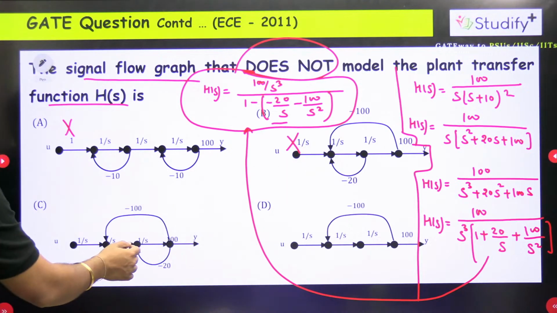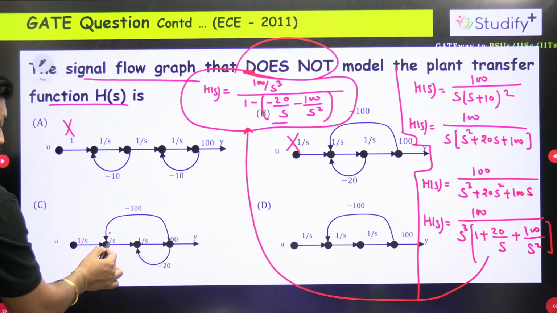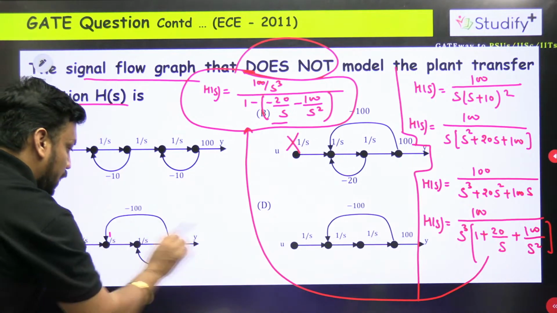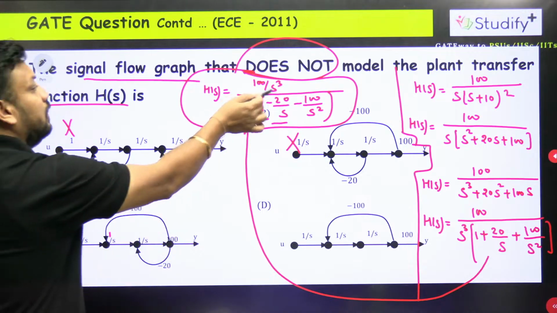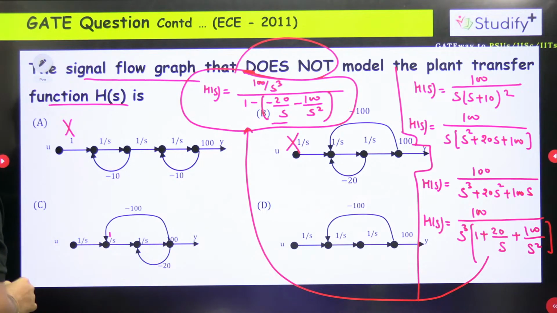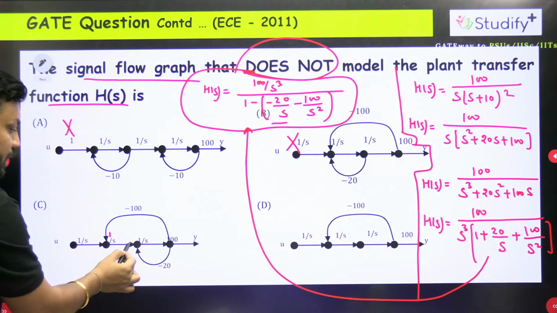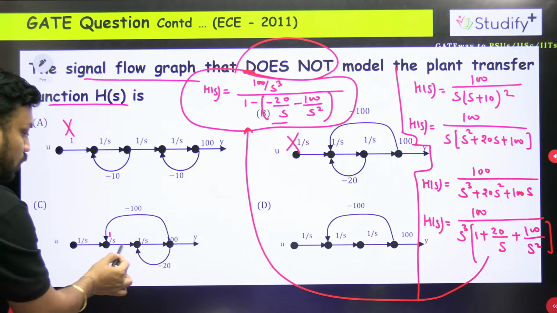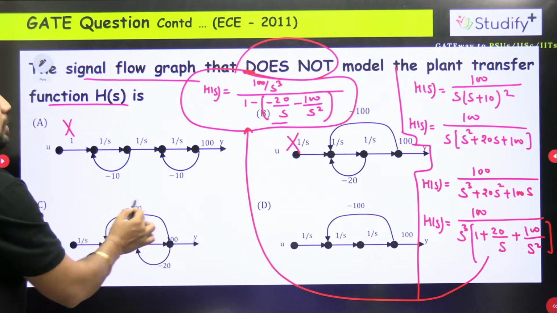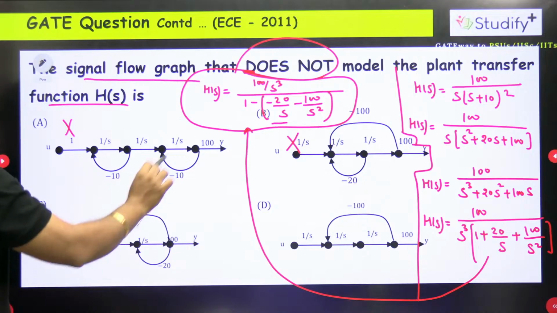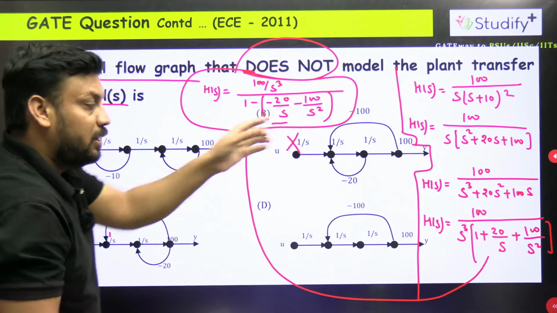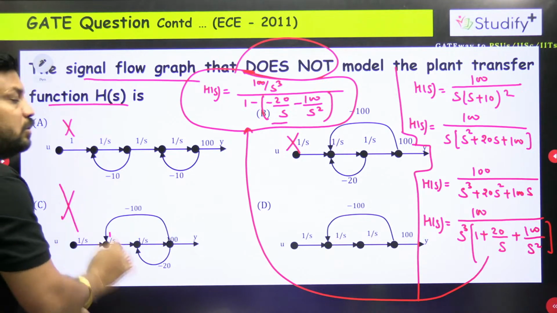Now option number C. How many forward paths? Here also 1 by s actually. So 1 by s, 1 by s, 1 by s, 100 by s cube. 100 by s cube is the only forward path. Satisfied, sir. Now the next is loop gain. Is it minus 20 by s loop gain? Yes sir, minus 20 by s loop gain satisfied. And one more loop gain, minus 100 by s square loop gain, also satisfied, sir. We are looking for which does not satisfy. This is also satisfied, so it means this option is also wrong.